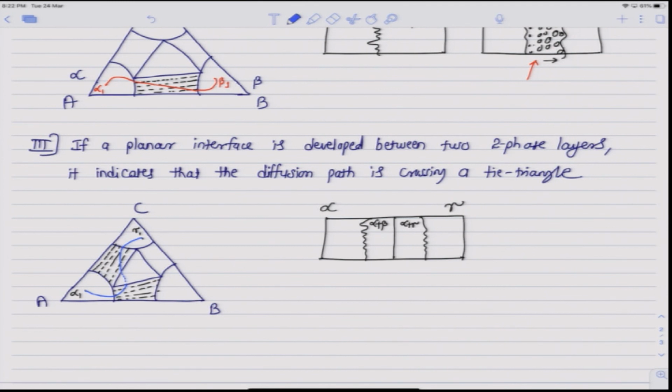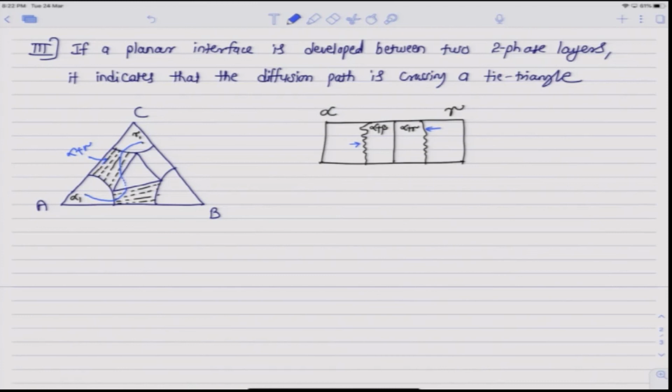Obviously, since there is no direct interface between alpha and beta here, so within the alpha plus beta region the diffusion path has to cross across the tie lines and hence this interface is non-planar. Similarly, as you can see, as the diffusion path is entering from the tie triangle side and then entering into gamma region, so the diffusion path again has to pass through the alpha plus gamma phase field here across the tie line and hence the interface between alpha plus gamma and gamma should also be non-planar.